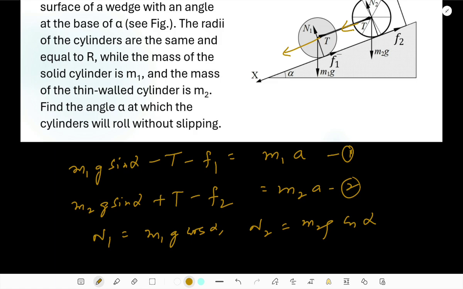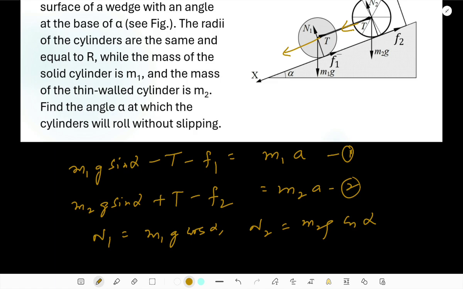Why am I choosing the center of mass? Because I don't have a single instantaneous center of rotation. In this case there is more than one body, so I'm going to use their respective centers of mass. The center of mass is my choice, mainly because I don't want to see this T in action. This T is bothering me, so I'm going to use the center of mass of the cylinders to write down the equations of torques, moments.